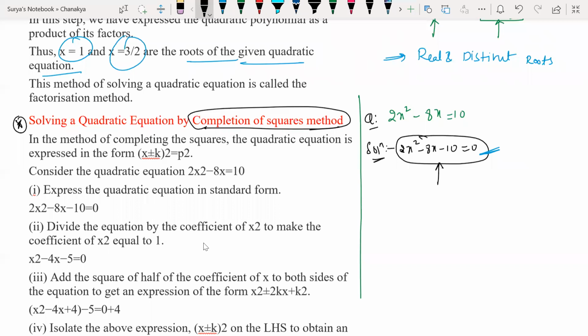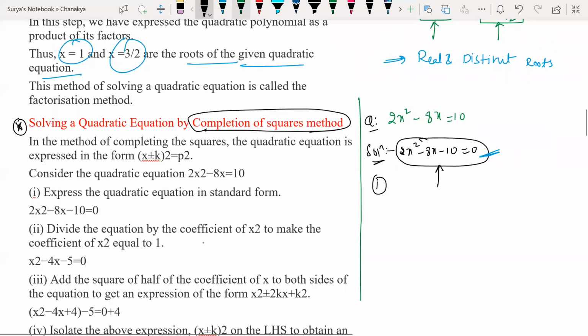First and foremost step is what, beta? Make the coefficient of x square equal to 1. Make sure that you are doing that first. How can I make the coefficient of x square as 1? By dividing by 2. That's it. Look at this, 2x square, by taking 2 common. Taking 2 common, you say dividing by 2.